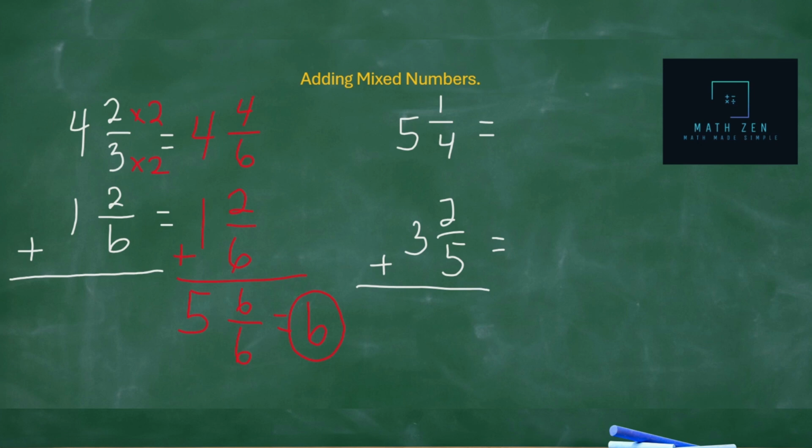Now, moving on to the next example, we have 5 1/4 plus 3 2/5. Same deal, we need to find the least common denominator.